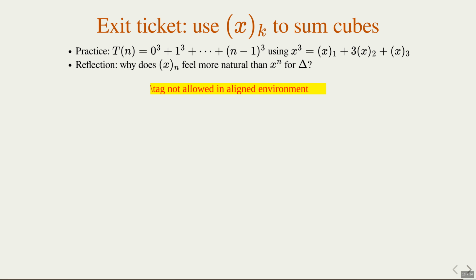The sum of cubes equals the square of n times n minus 1 over 2. For reflection, x falling n is built out of shifts by integers, so it is designed to behave well under x going to x plus 1. That is why delta and falling factorials fit together as naturally as derivatives and powers.